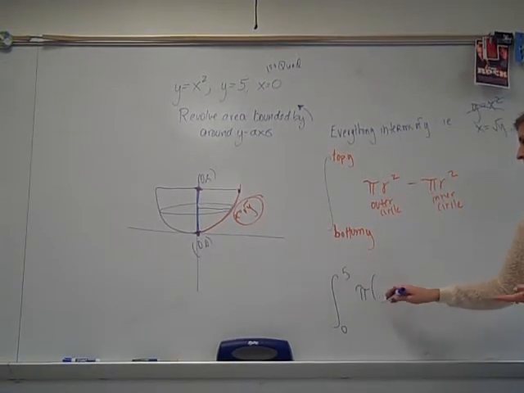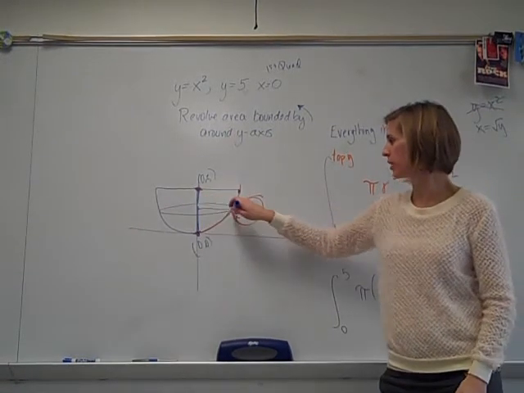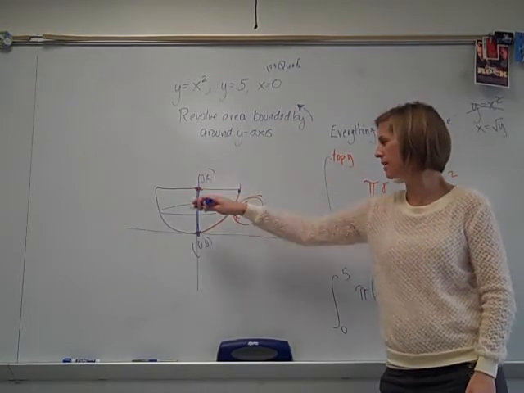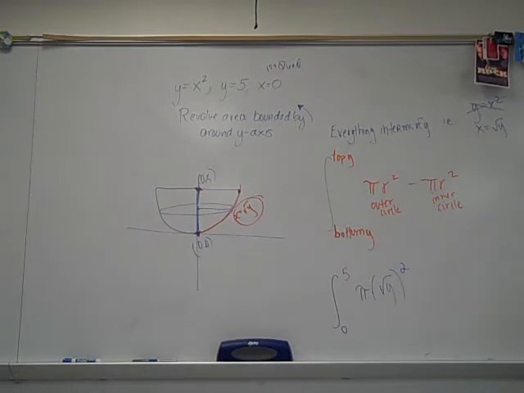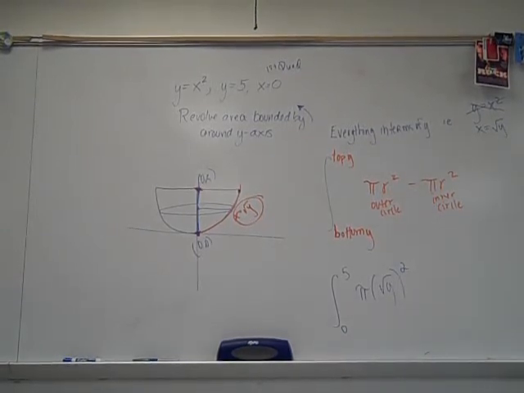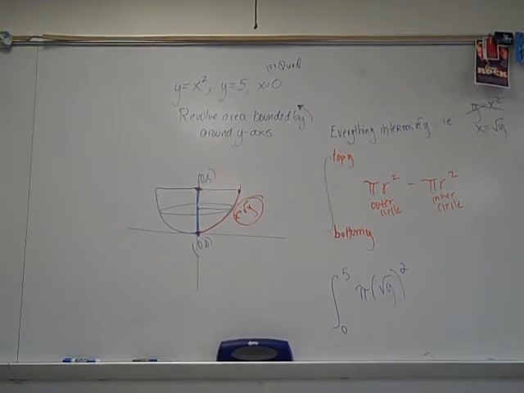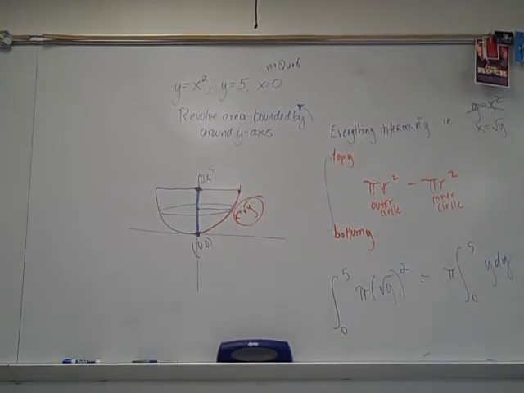And I've got pi times the radius squared. There's only one radius to worry about. I don't have an inner part, I only have a main part. So the square root of y, squared, pardon me. That's it. So this is going to be pi times the integral from 0 to 5 of y. Technically, I can put the dy with it.